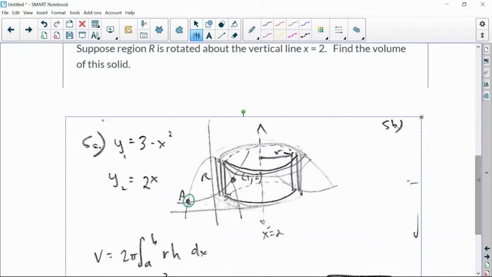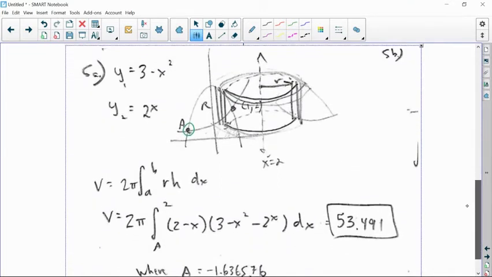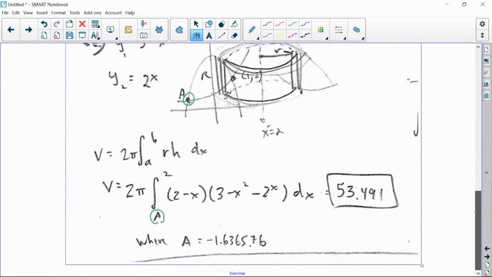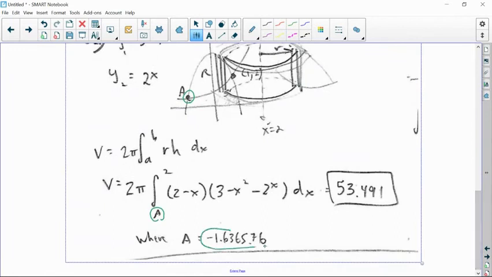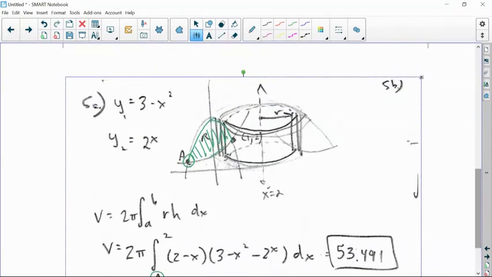And so when I was integrating this, I knew that I didn't want to have to keep rewriting this A over and over and over again. So I calculated it, stored it in my calculator, and I said A was this -1.6365, kept all the digits. So we're looking at this region here, and we want to rotate that around the vertical line x equals 2, which I have in my work right here.